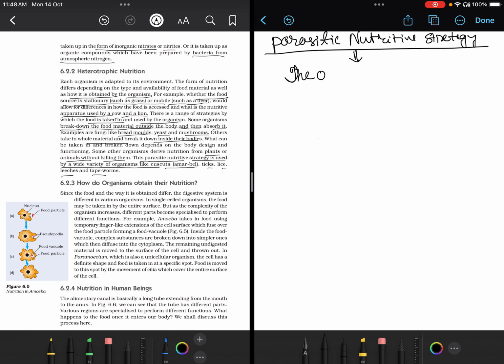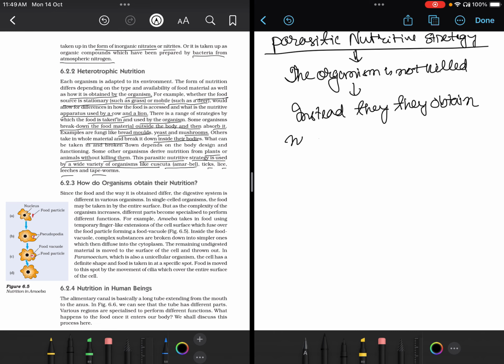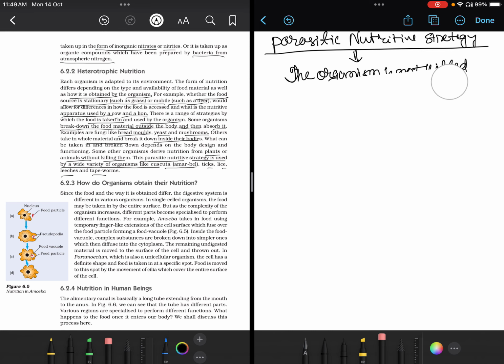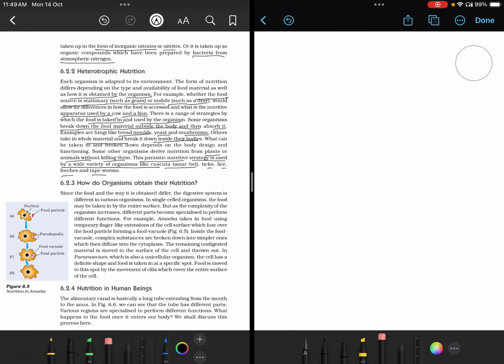The organism does not kill the original organism. Organism is not killed. Instead, they obtain nutrition from that organism. Easy, simple. You got this? Okay. From this section, I guess if any question comes, you can answer this.